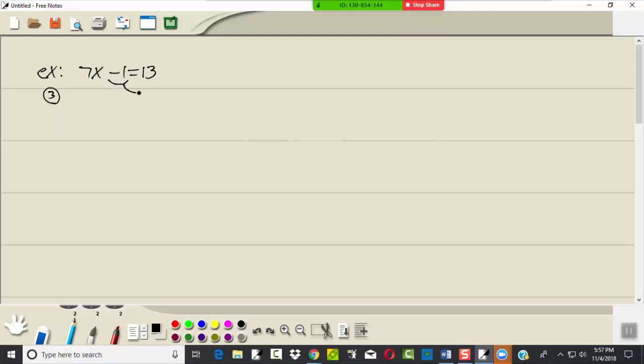So I'm going to take this negative 1, I'm going to move it to the right side. Now when you move anything across your equals, your sign changes. So the negative 1 becomes a positive 1. And combine numbers in any step. 13 plus 1 is 14.